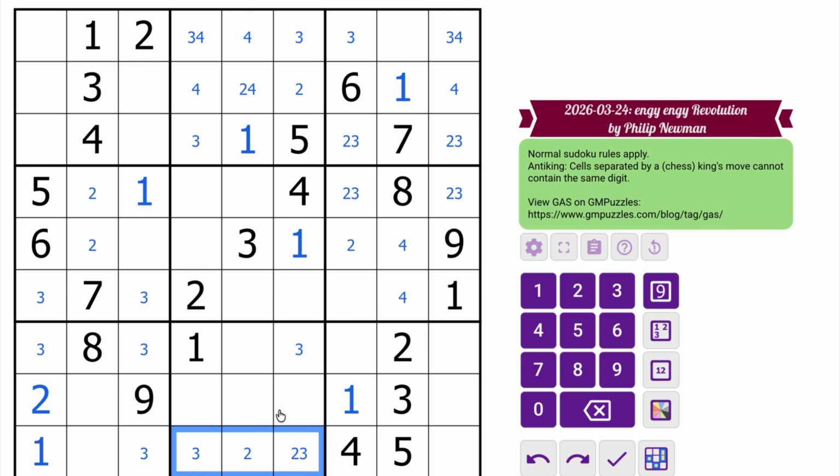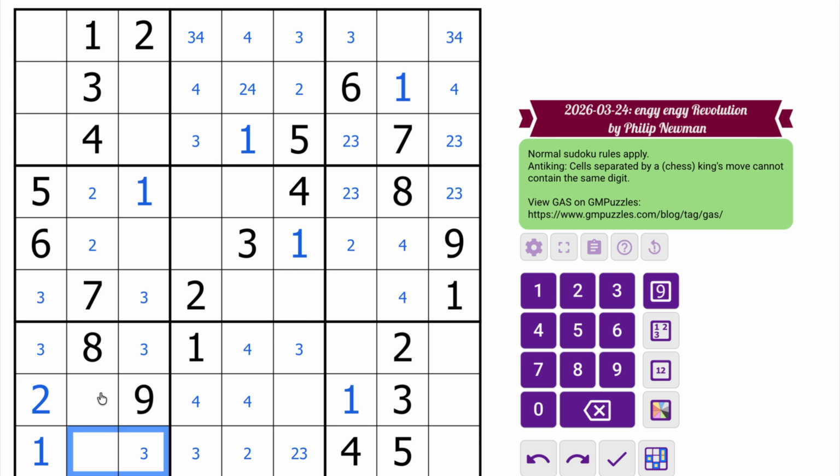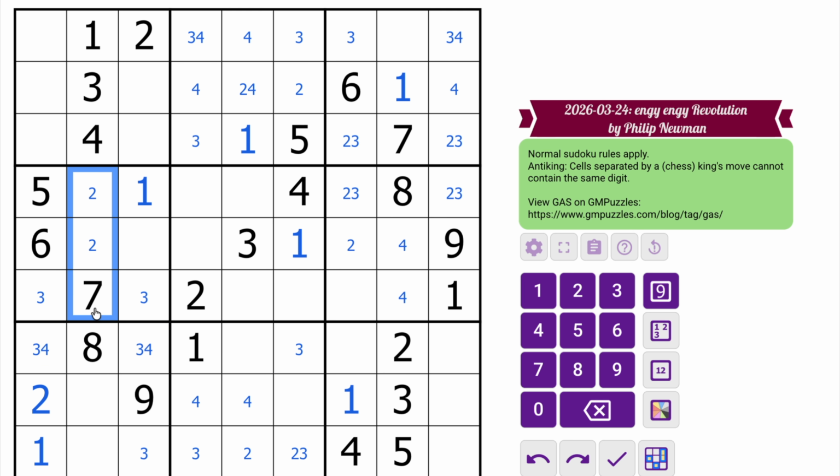Now let's see for this box. We must have 4 in these 3 cells. We cannot have a 4 here. So we must have a 4 here. So 4 is definitely not here. We cannot have a 4 here. So 4 is in one of these 3 cells. We are done with 4.